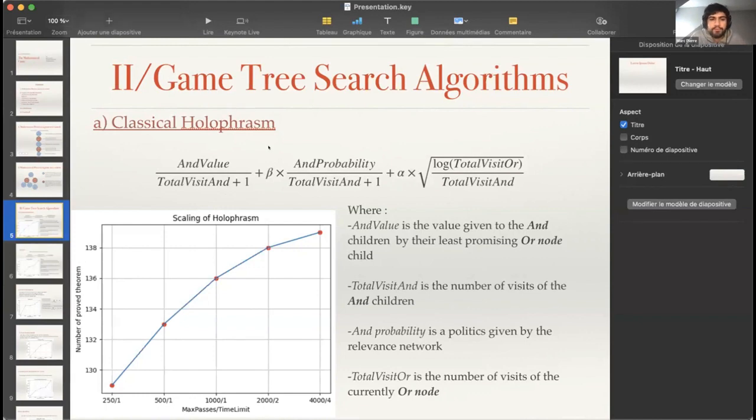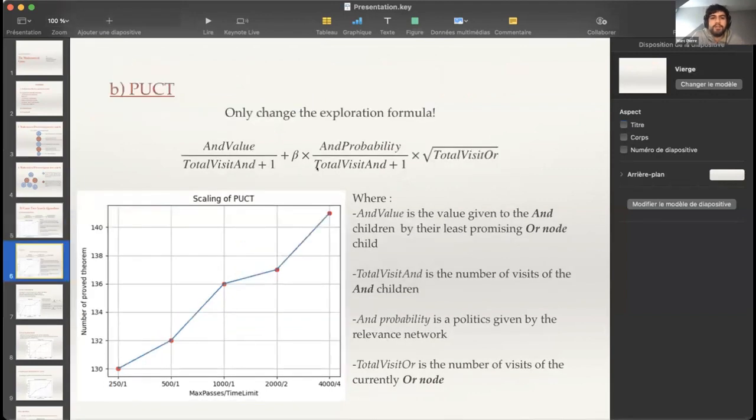The first change we wanted to try is changing the exploration formula without changing the value. For that, we tried PUCT, but without changing the value. Looking at the result, we see that Holophrasm performed better on the first setting, but not on the last. As I said before, when computing the value in Holophrasm, in an OR node, you update it by making the sum of all n nodes.